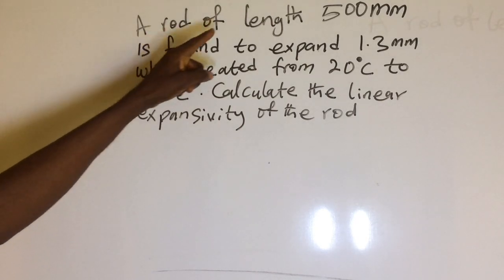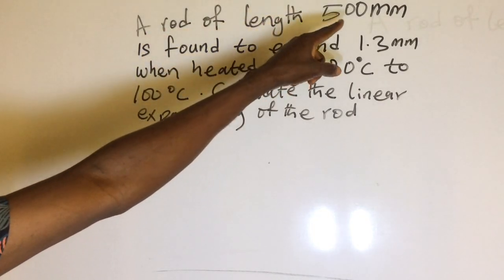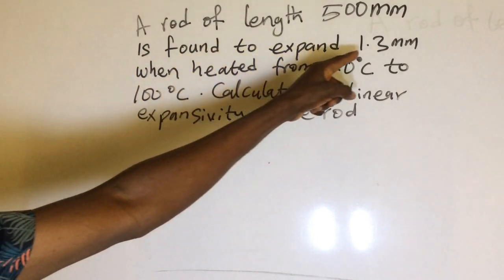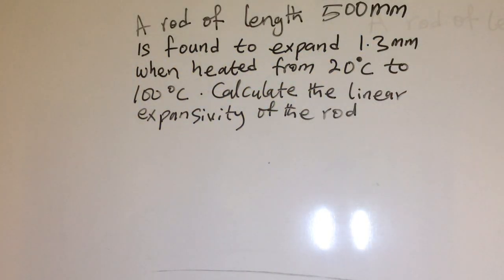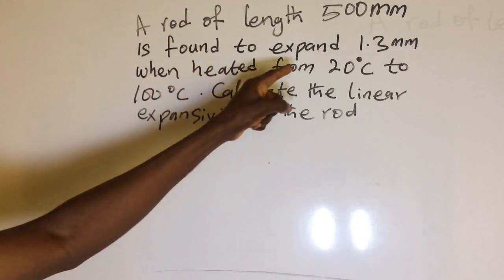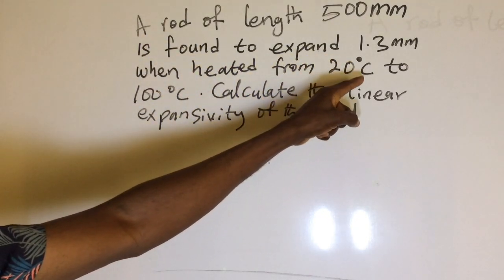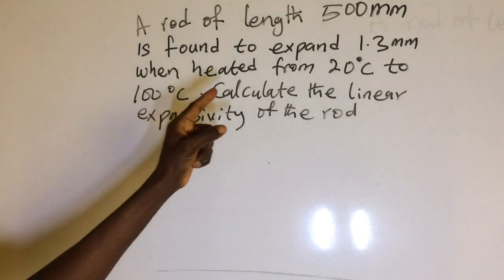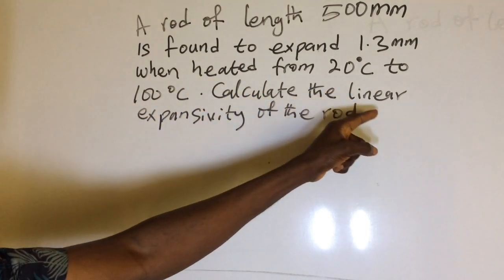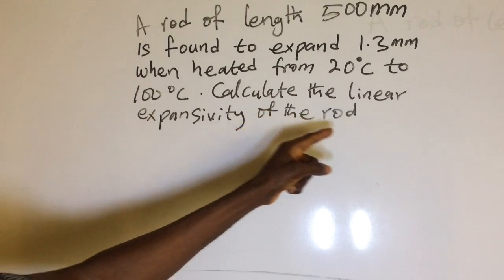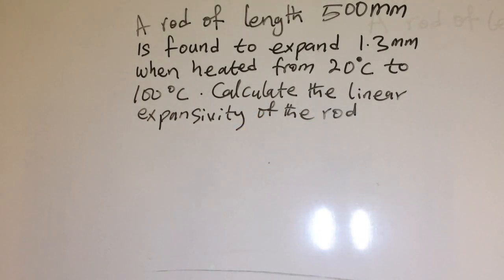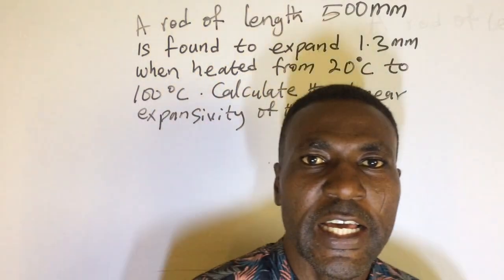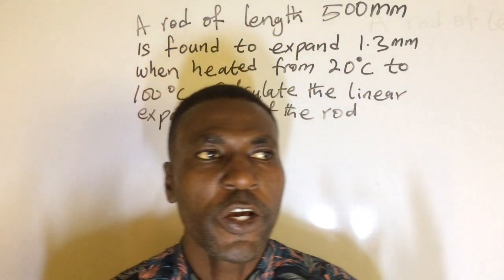A rod of length 500 millimeter is found to expand 1.3 millimeter when heated from 20 degrees Celsius to 100 degrees Celsius. Calculate the linear expansivity of the rod. Now, in this question, they say we should calculate the linear expansivity of the rod.